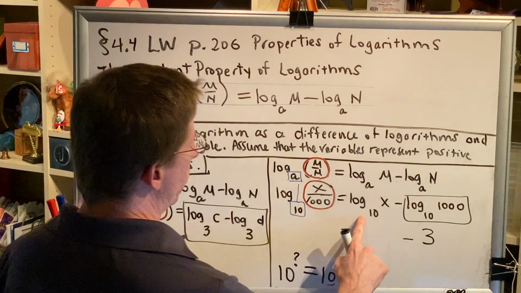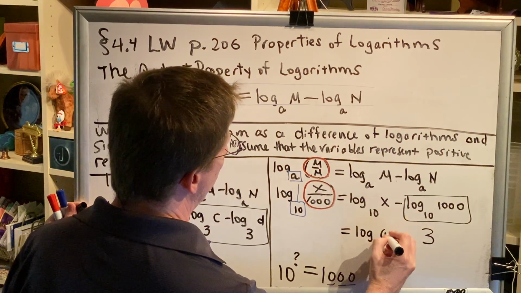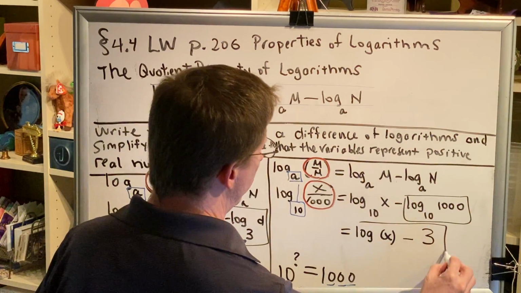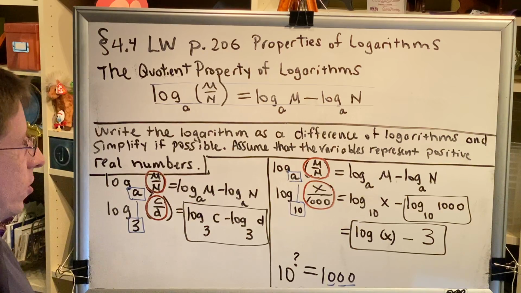And then when it comes to this one right here, we're going to put it back the way it was. We're going to drop the 10. And we'll just write log of x. So our final answer for this part of the example problem is log of x minus 3.